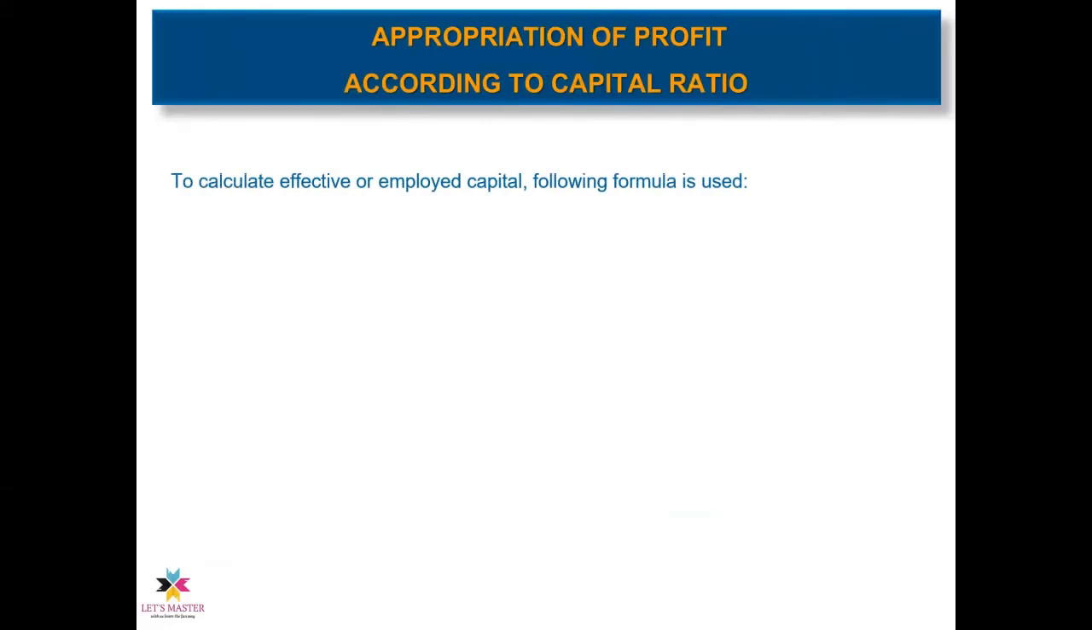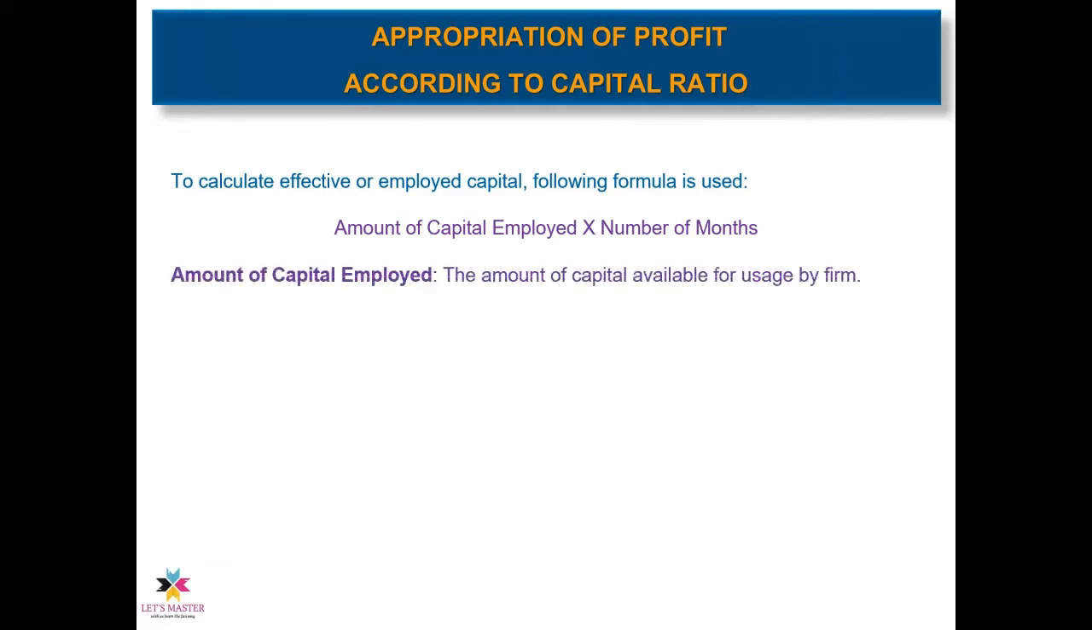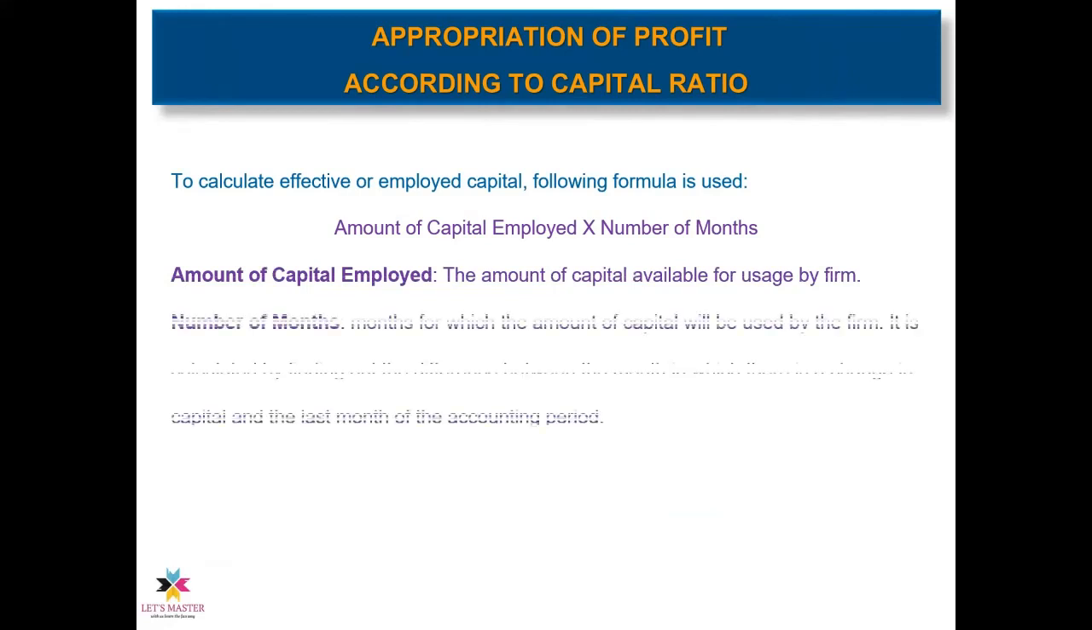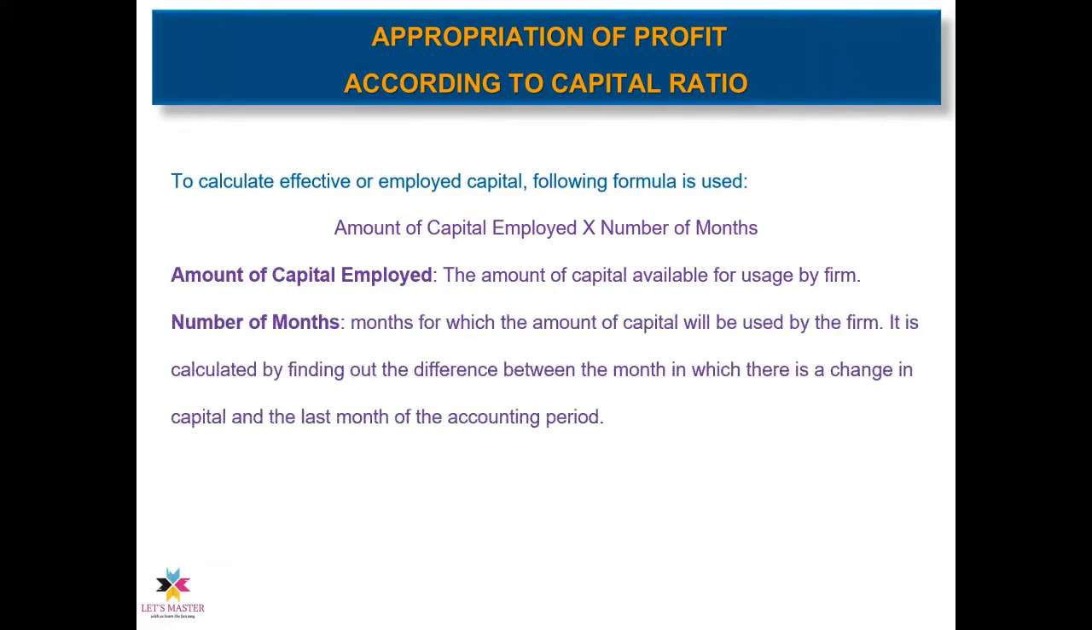Now, to calculate the effective or employed capital, the following formula is used. The amount of capital employed or invested multiplied by the number of months. The amount of capital employed means the amount of capital available for usage by the firm, and the number of months means the months for which the amount of capital will be used by the firm. It is calculated by finding the difference between the month in which there is a change in capital and the last month of the accounting period.